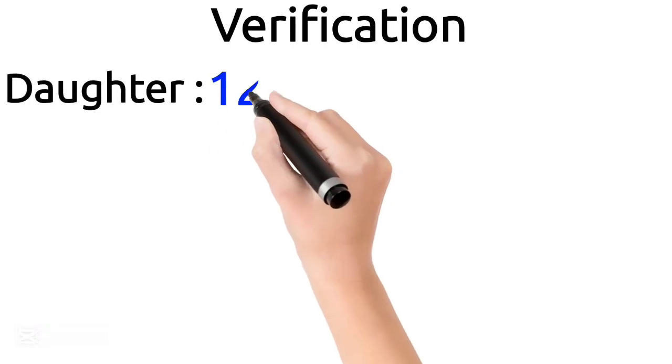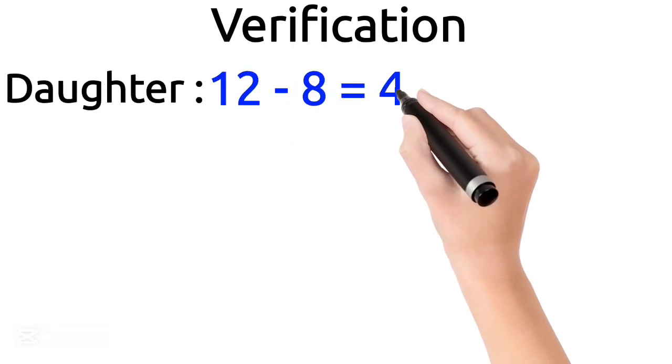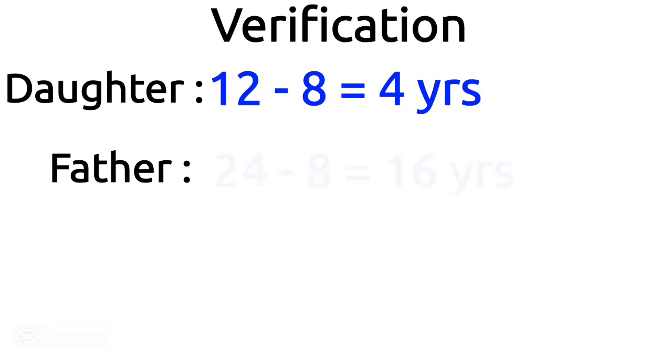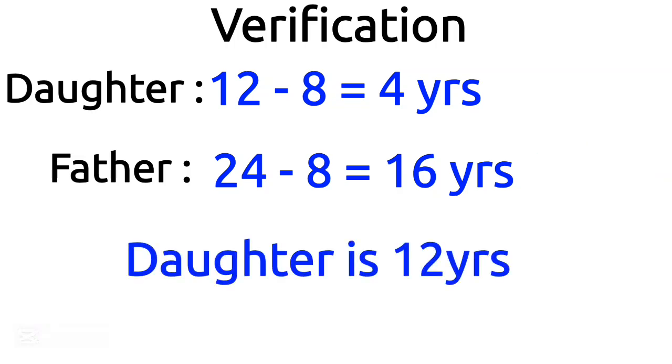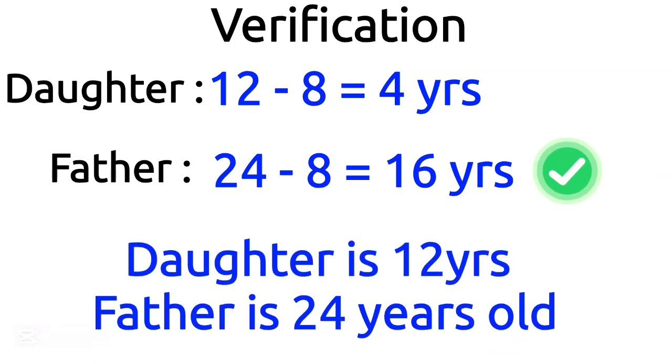But let's make sure our answer is correct. 8 years ago, the daughter was 4. The father was 16. Was the father 4 times as old? Yes. Today, the daughter is 12. The father is 24. Is the father twice as old? Yes. So, our answer is correct.